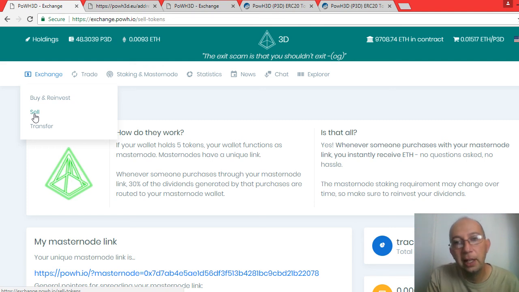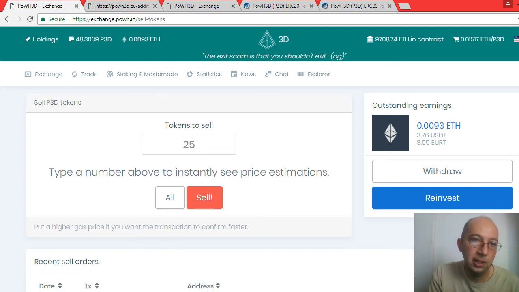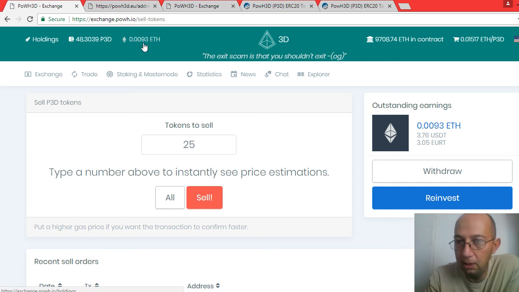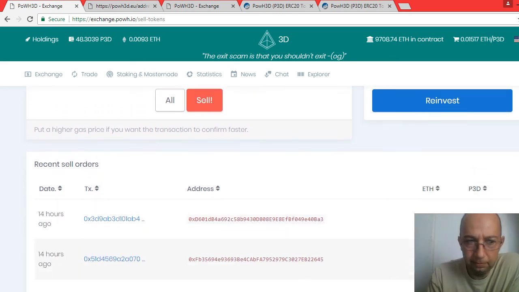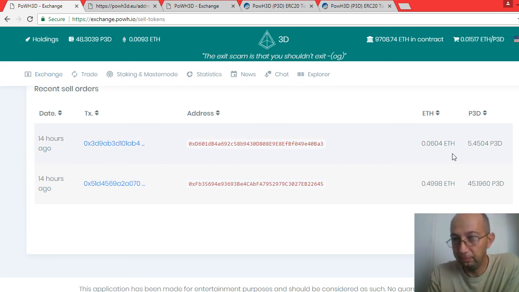If we go here to sell, I'm not going to sell. I don't think I would ever sell. If anything, I would just start leeching off my dividends because I know I can get more than I invested originally from that and let the rest ride. So it looks like the last time anyone sold was 14 hours ago. And my guess is they were getting gas money there, or I don't know.